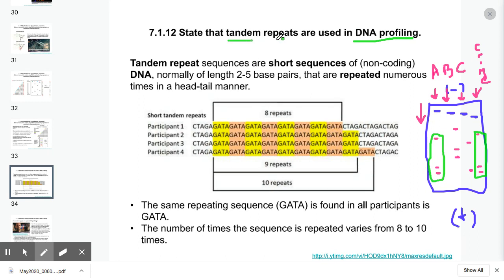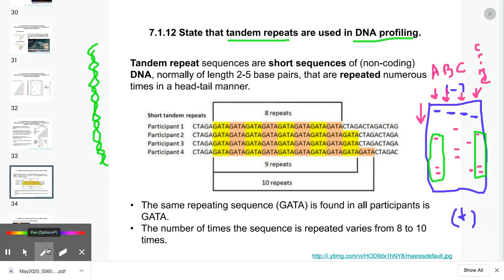So tandem repeats are sections of DNA. So let's get a piece of DNA here. I'm going to draw, let me just make a double helix first. And then I'm going to make a different color here just to identify something. And then I'm going to go back to green. And I will say why in a second. So here I have a section of DNA.